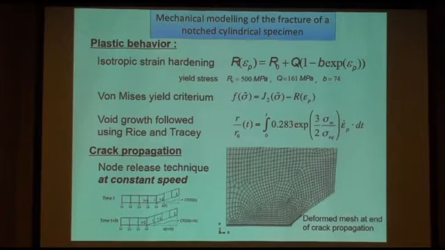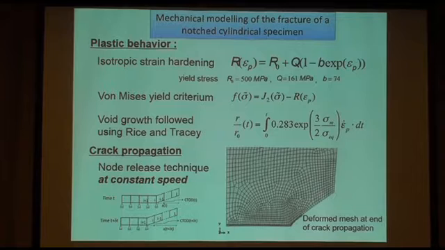To do this, we modeled the plastic behavior. We used an isotropic strain hardening with parameterization of a conventional tensile test at the same temperature as the material. We used the von Mises criterion, and we also added the void growth. We have a large plasticity during cracking, so there is a competing phenomenon, the competing ductile fracture going on, and we modeled this with the Rice and Tracey model.